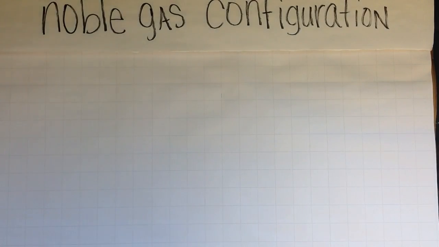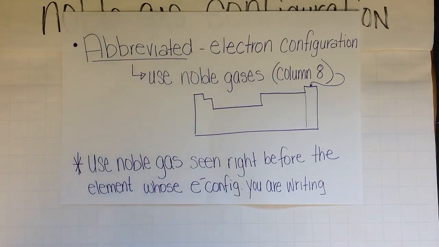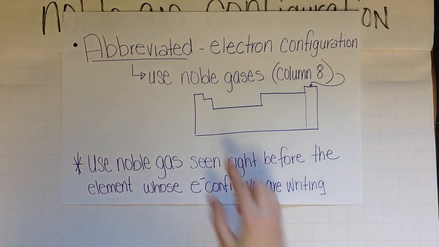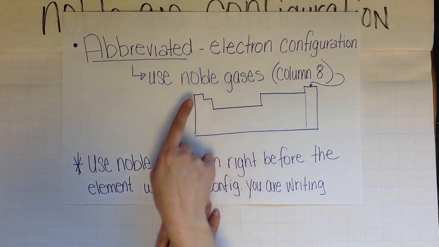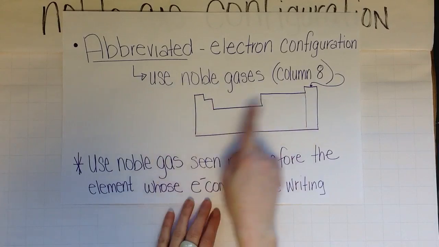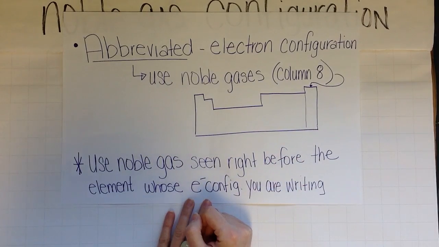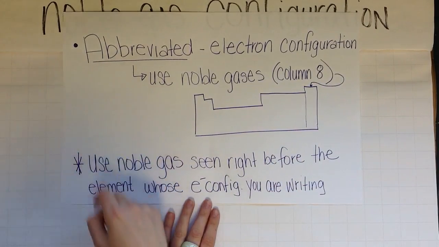Video about noble gas configuration. Noble gas configuration is an abbreviated version of an electron configuration that we learned earlier. So if we take a look here, we know how to write a regular electron configuration starting from the beginning and going all the way to the element that we have chosen. But now we're going to learn how to abbreviate that.